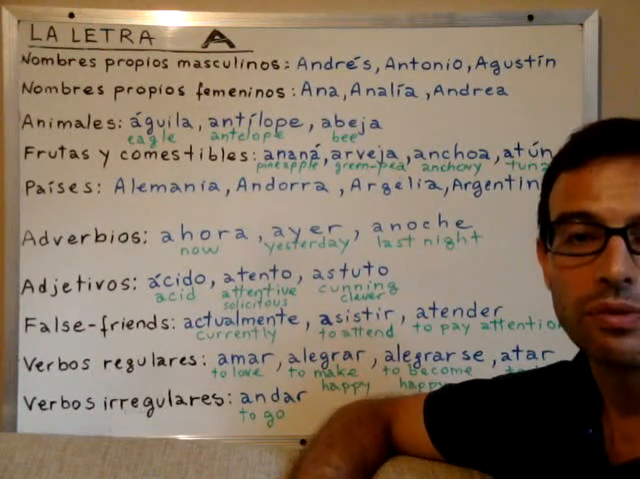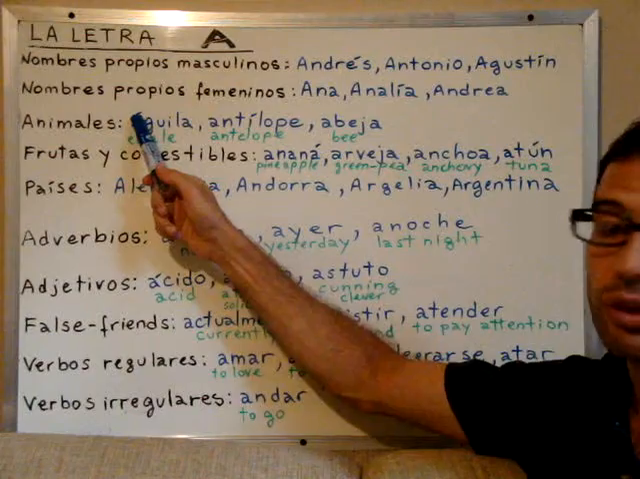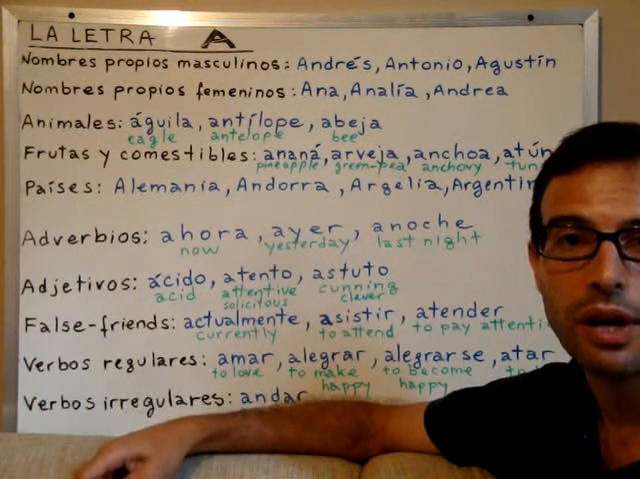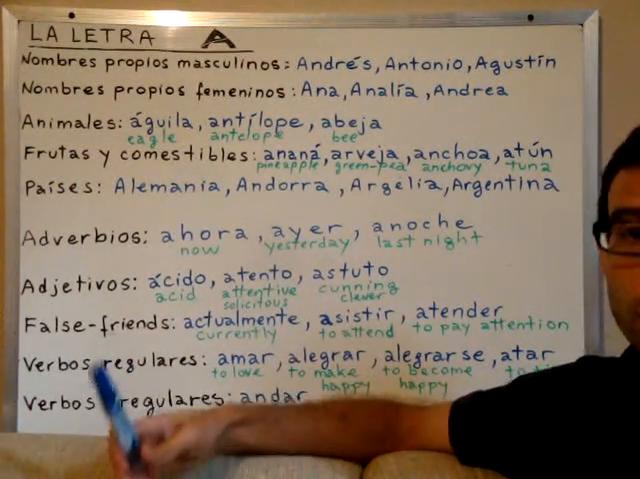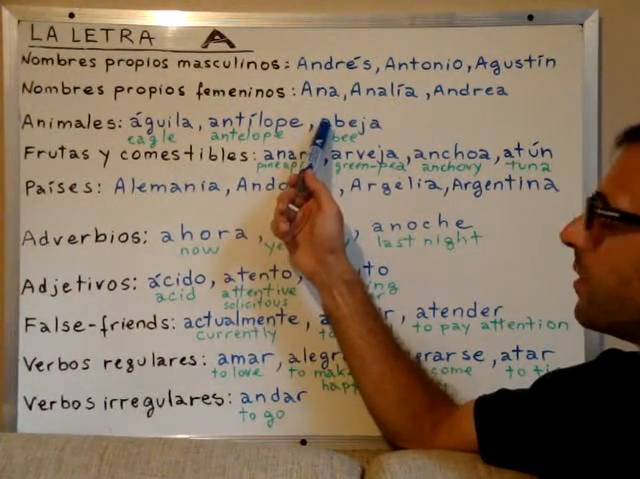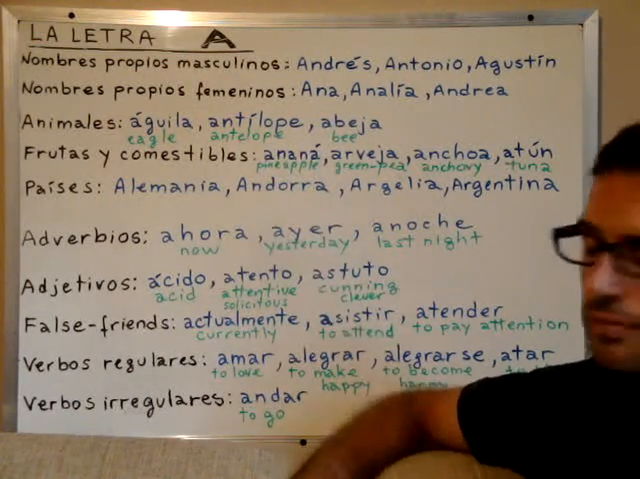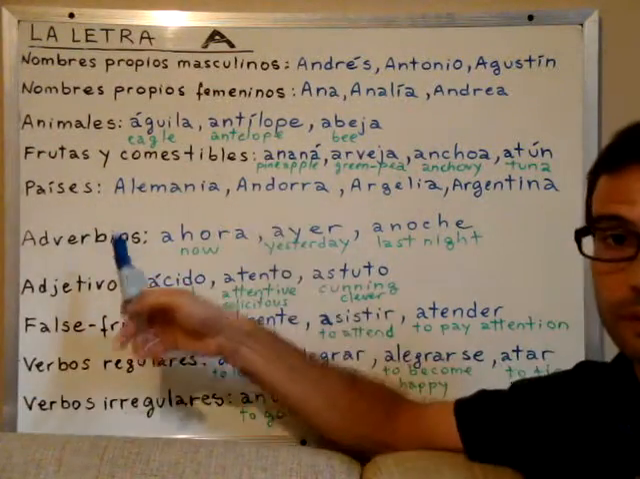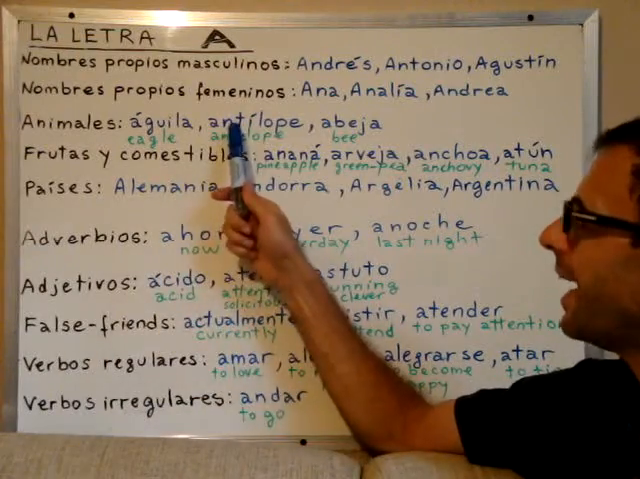Some nouns that are feminine and begin with A, I would say most of them, change to the masculine article when in singular, el águila. And some other, fewer, still remain with the feminine article, like la abeja. We have a specific lesson about this topic. And antílope is a masculine noun, so it is el antílope.